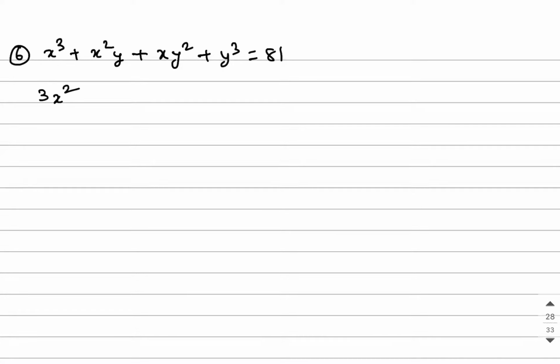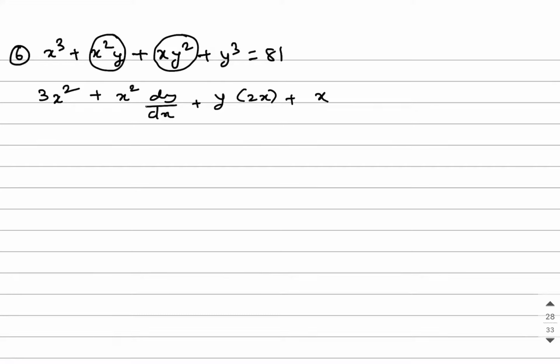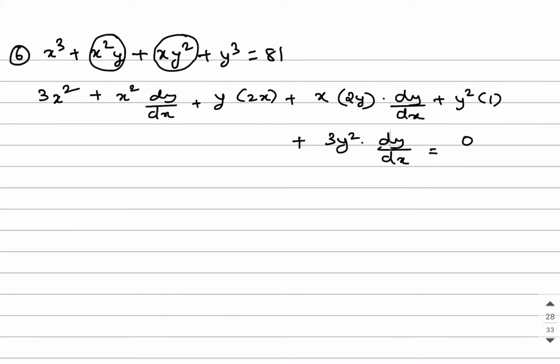So differentiating on both sides again. Derivative of x cube is 3x square plus applying UV rule here, x square into dy by dx plus y into derivative of x square is 2x plus again applying UV rule here, x into derivative of y square is 2y into dy by dx applying chain rule plus y square into derivative of x is 1 plus derivative of y cube is 3y square into dy by dx is equal to derivative of 81 is 0.